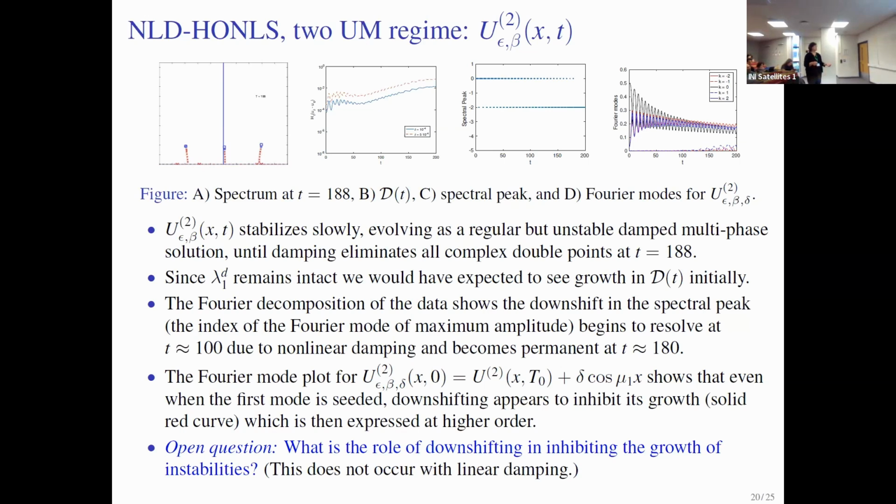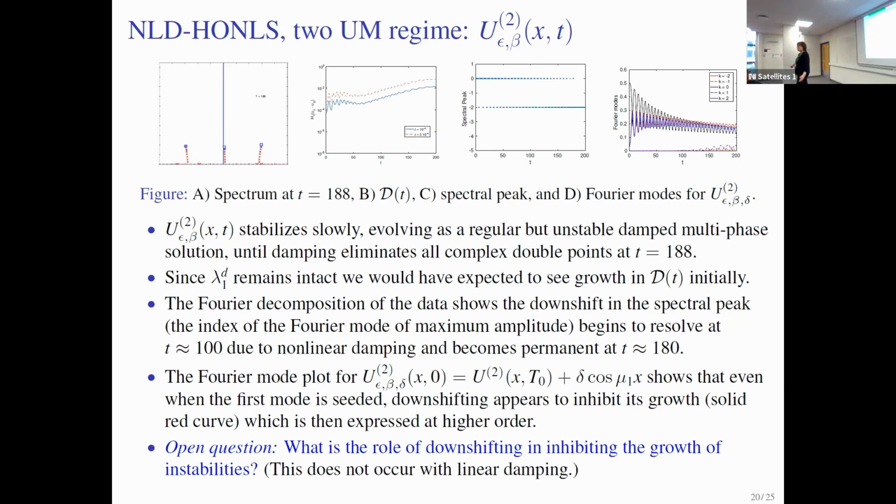So this is the Fourier modes for this experiment. But then if you actually seed that first mode, so you're taking U2 and adding on a small perturbation corresponding to mu1, then it shows that even in that case, downshifting impedes the growth. The first mode, U1, is going to be the blue dashed line here. And so you see it doesn't start to grow until later.